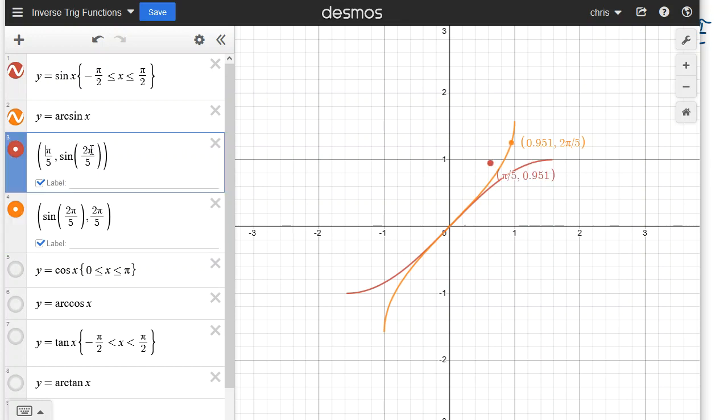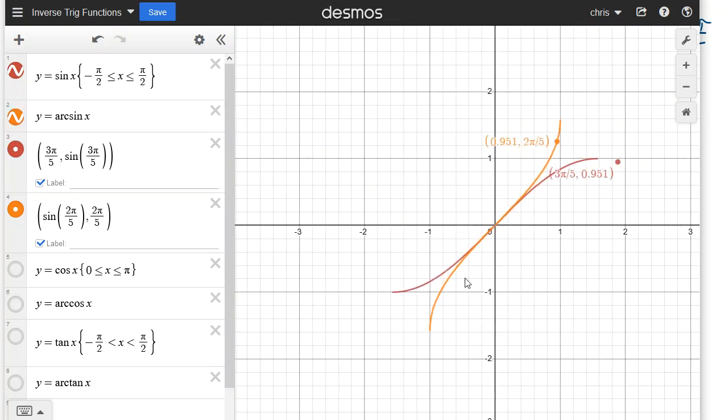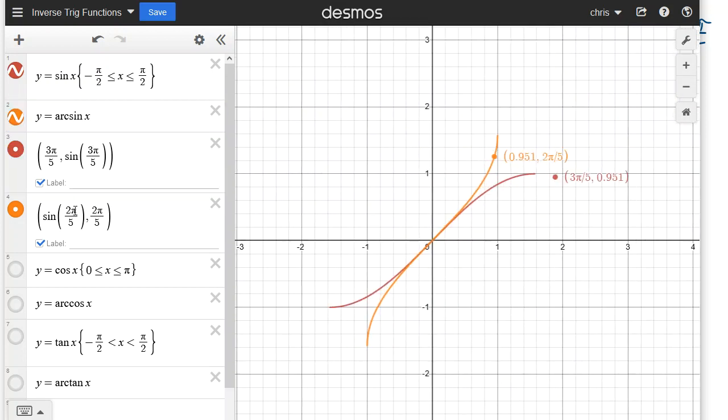For this question, we had 3 pi over 5 and sine of 3 pi over 5. Well, that point is not in our restricted area for sine, right? So if I just switch these, and my output for my inverse is going to be 3 pi over 5, well, it can't be the answer. It has to be some point on this orange part.